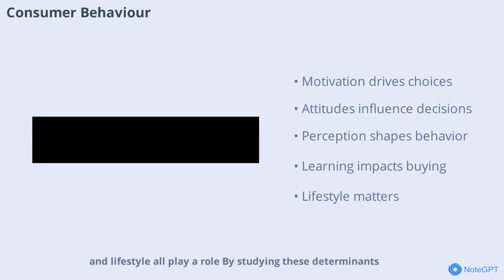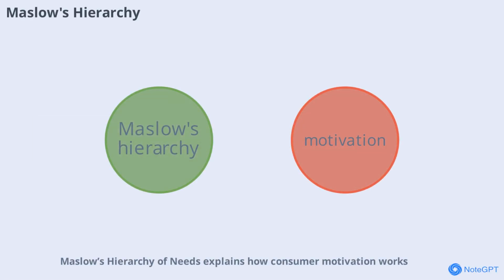By studying these determinants, marketers can tailor their strategies to meet consumer needs and preferences, ultimately driving sales and building loyalty. Maslow's hierarchy of needs explains how consumer motivation works. It ranges from physiological needs like food and shelter, to safety, social motives, ego motives, and self-actualization. Each level influences purchasing decisions differently. Marketers can use this model to identify which needs their products fulfill and craft messages that resonate with consumers at various stages of the hierarchy.